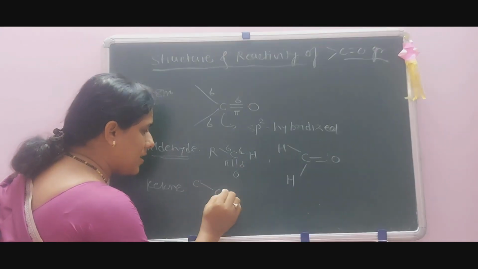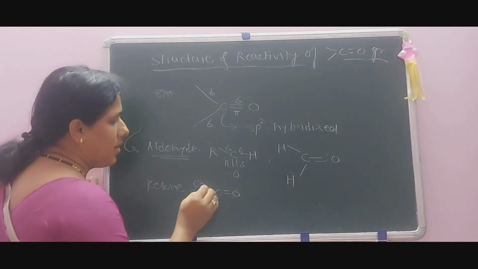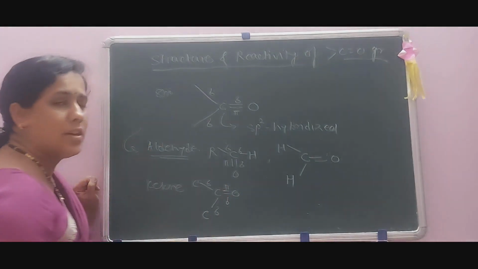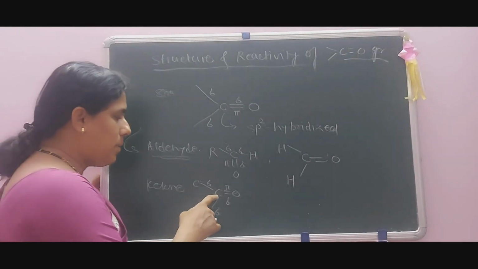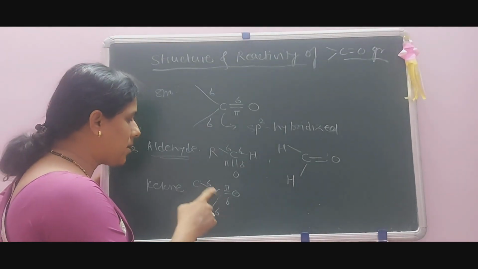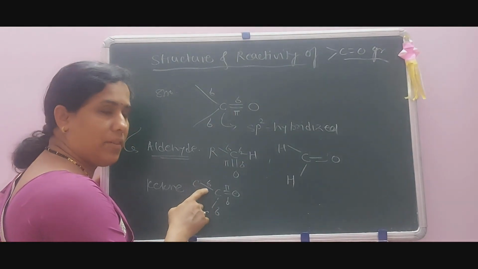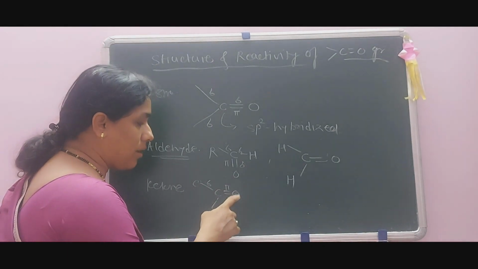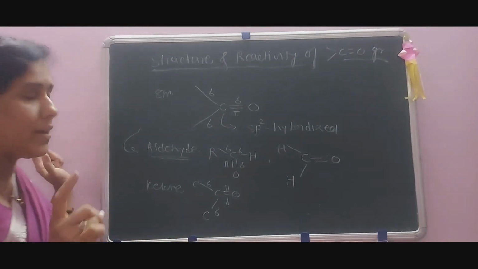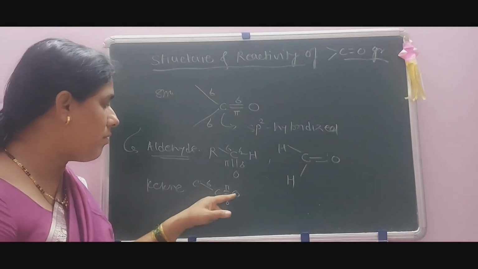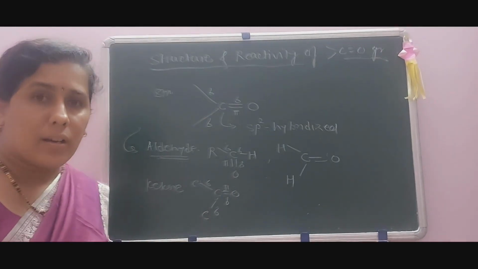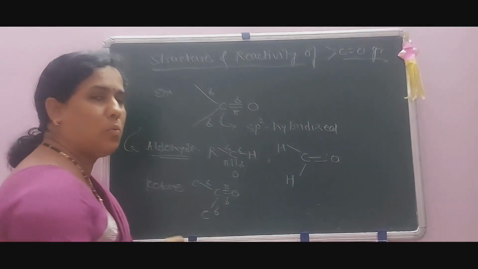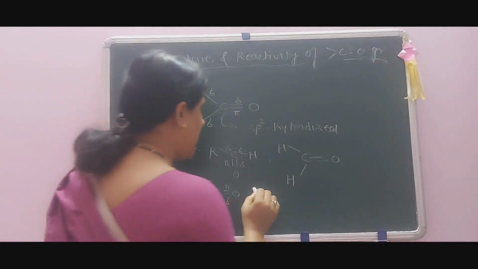When we consider the case of a ketone, the sp2 hybridized orbital of the carbon atom combines with C double bond O and C. Here this is the sigma bond, this is the pi, this is the sigma, and this is also a sigma. That means the sp2 hybridized orbitals of the carbon atom combine with the carbon atoms of the two alkyl groups and with the oxygen atom. These are the three bonds made in the ketonic group. What is the remaining one here? That is the unhybridized p orbital.